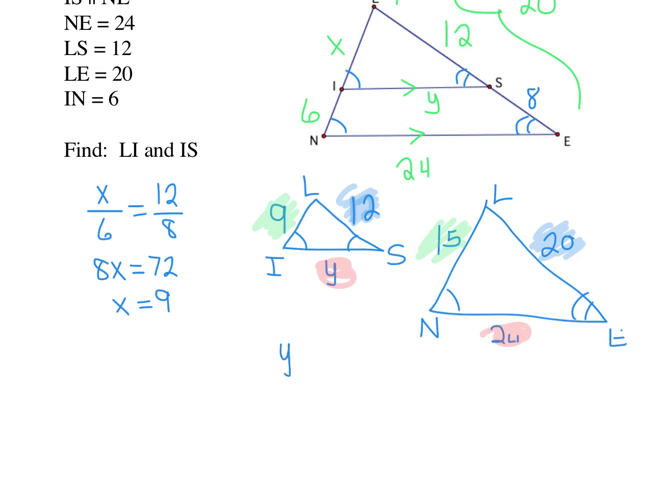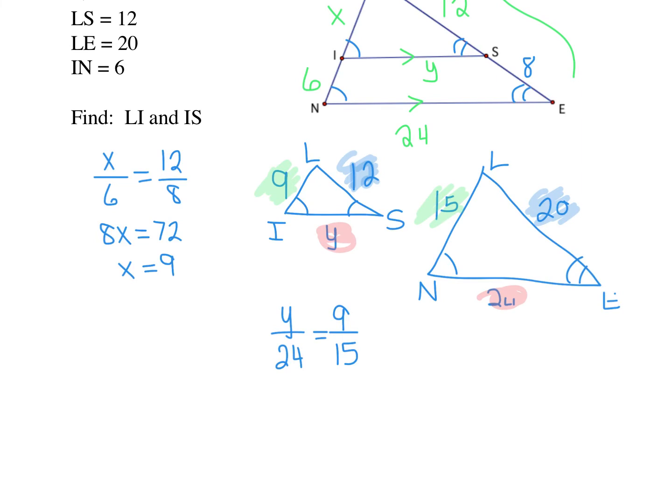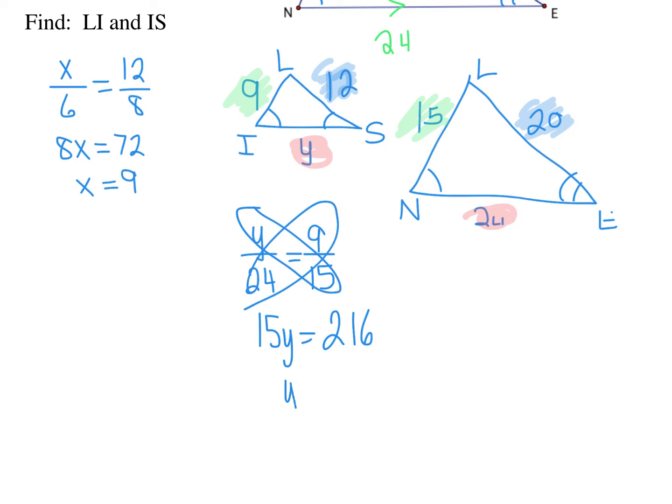So let's say y over 24, and then I could write either 9 over 15 or 12 over 20. I'm going to go 9 and 15 because those numbers are smaller. So cross products: 15 times y is going to give me 15y. 9 times 24 is equal to 216. Divide both sides by 15, I get 14.4. That is exact because I did not have to round that, but if I want to write it as a fraction, I math frac it on my calculator and I get 72/5 for y.